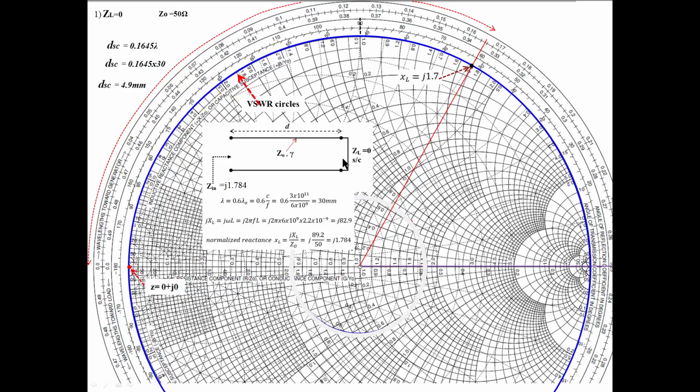See like this. What is the value of reactance I needed? 1.784. Okay, so what we have to do, starting from the load point, you go on moving towards the generator. Whenever the reactance is 1.784, you stop. Okay, note down the distance.